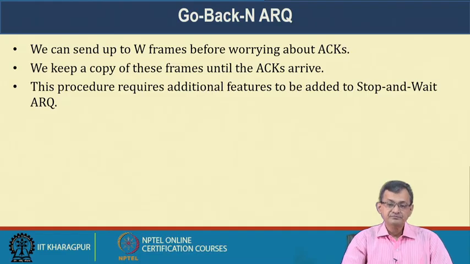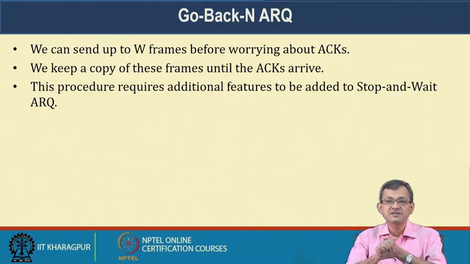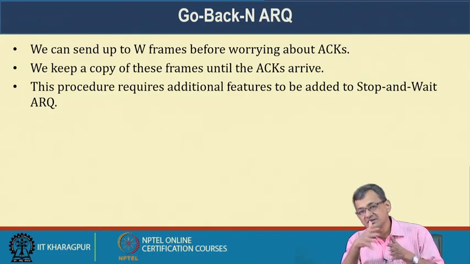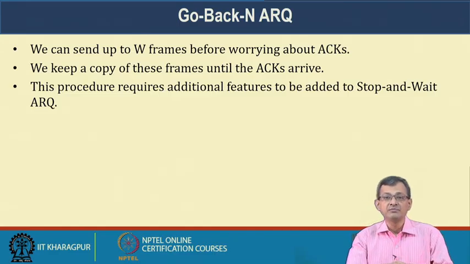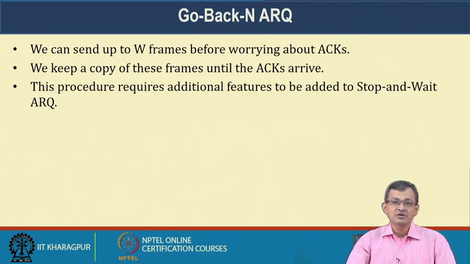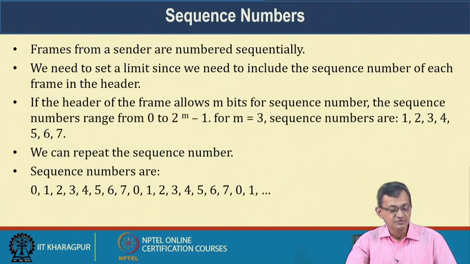So, a bunch of frames are sent, and the copies are kept. Instead of waiting for every acknowledgement, frames are sent, and the acknowledgement comes along, and it goes on acknowledging the frames. If the acknowledgement is not received, retransmission is required, and so on and so forth. So, as we have a bunch of frames, there is not one sending, one receiving type of thing.